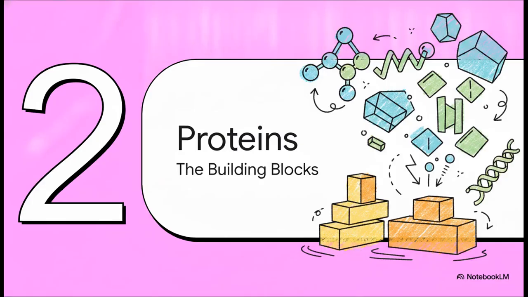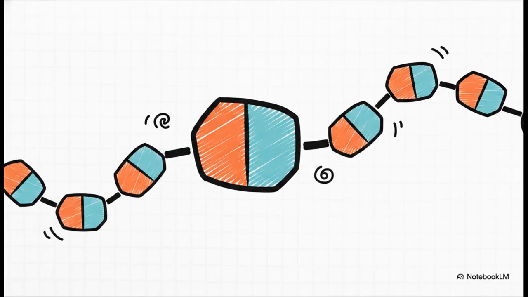Section 2. Proteins, the building blocks. With our fuel sorted, let's move right along to the fundamental building blocks that literally give our biosystems structure, form, and function. So, if carbs are linked by glycosidic bonds, proteins are essentially long chains of alpha amino acids held together by peptide bonds. And amino acids, they are incredibly unique.